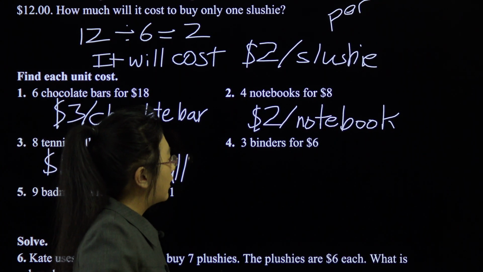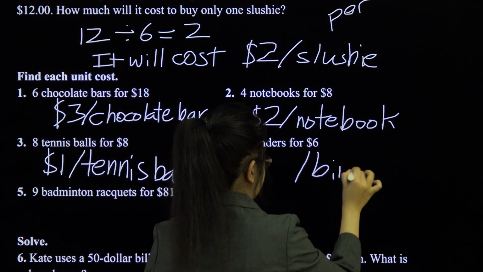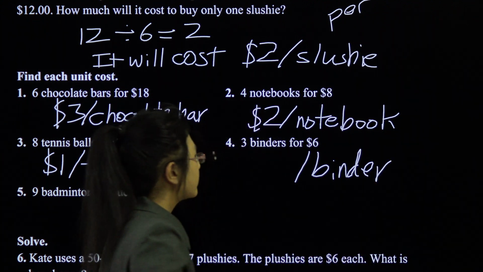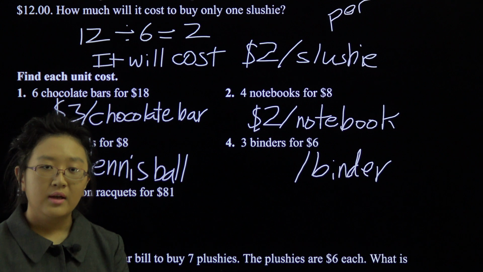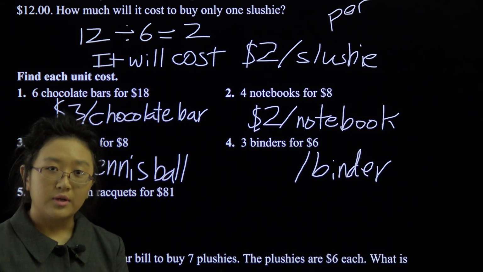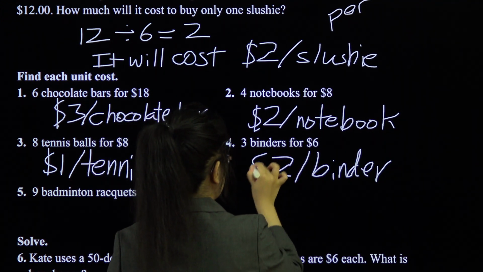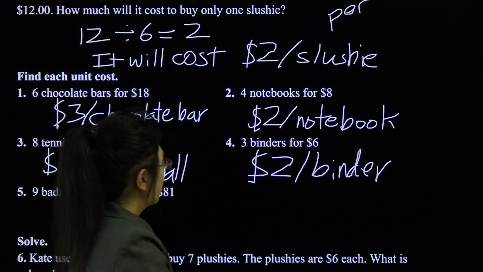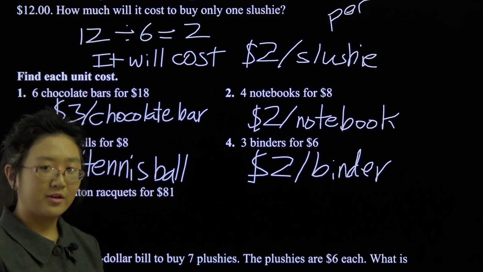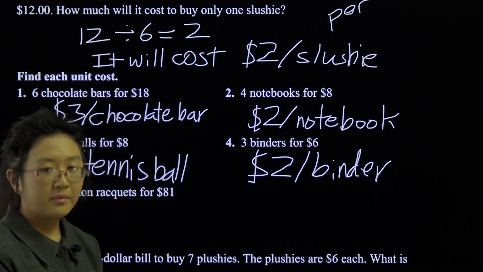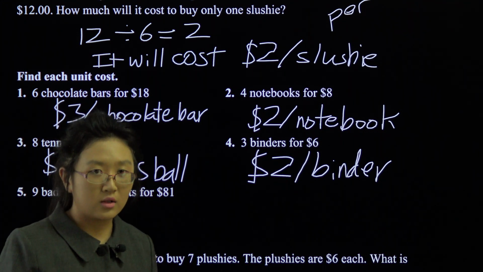3 binders for $6. Well, 6 divided by 3 is, 3 times 2 is 6, so 6 divided by 3 is 2. $2 per binder. If it's for 3 binders and it's $2 for every binder, then how much would you pay? You would pay $6, or 3 times $2.